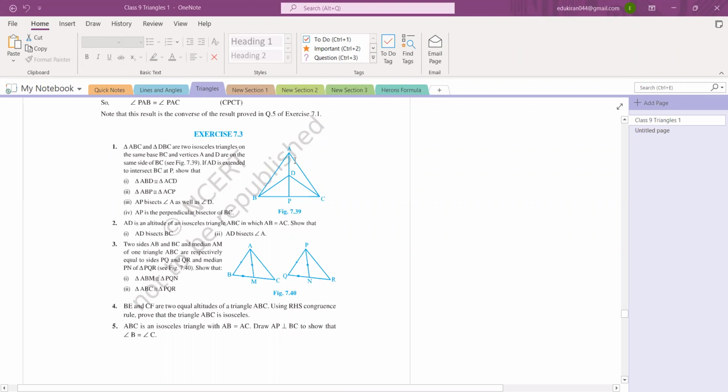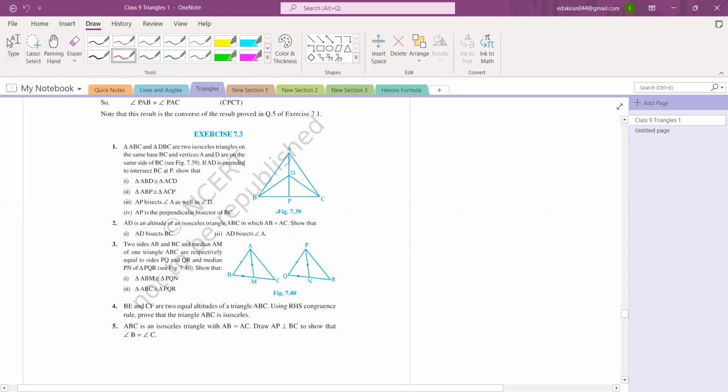Let's start exercise 7.3. So the figure is in front of you. Now ABC and DBC are two isosceles triangles. So that means two sides are equal. So what is given? First of all, write whatever is given. It's isosceles, so AB is equal to AC. This is given.